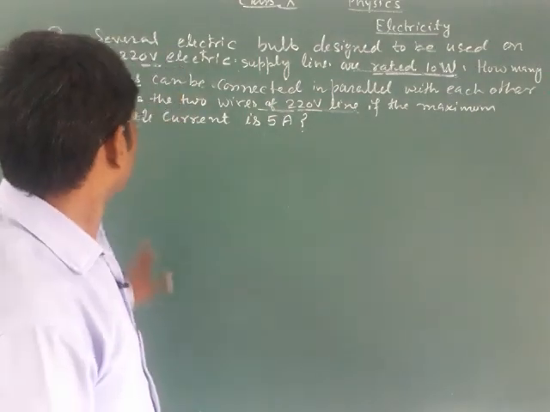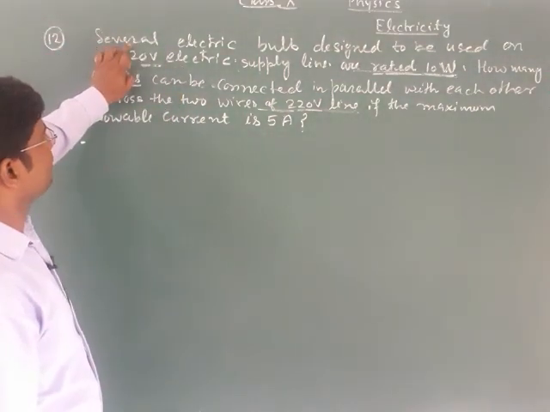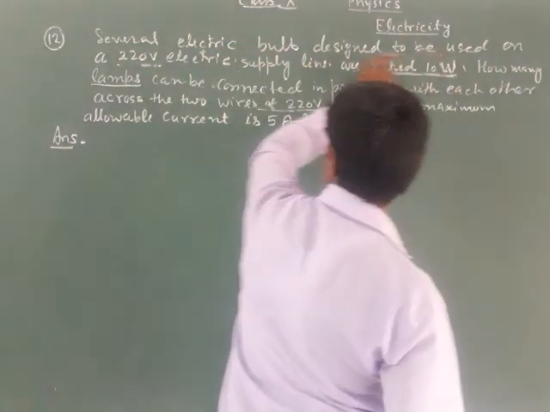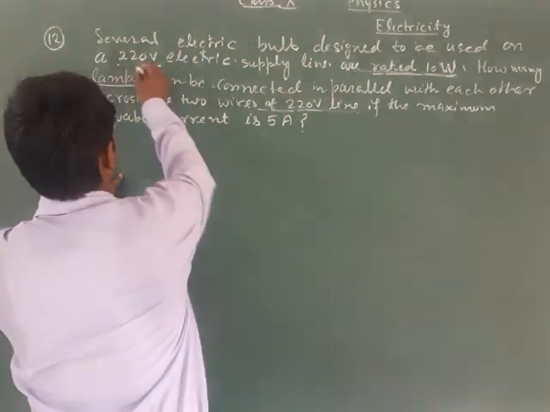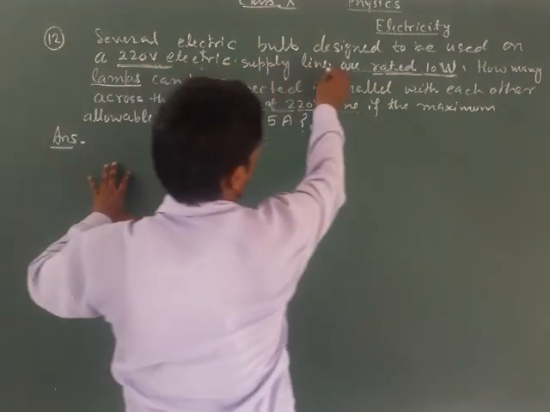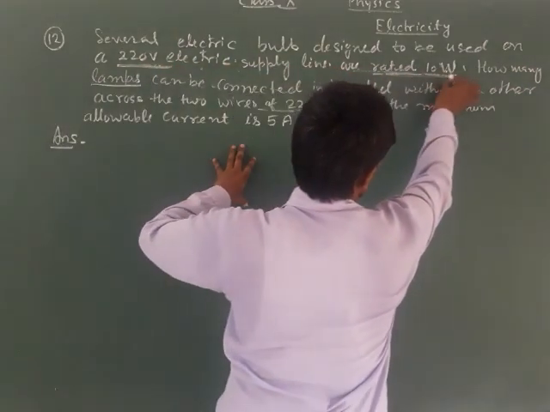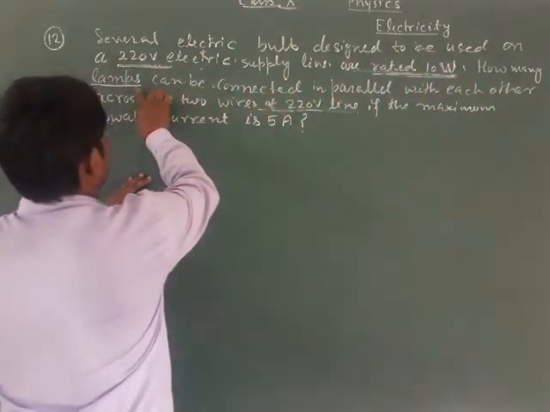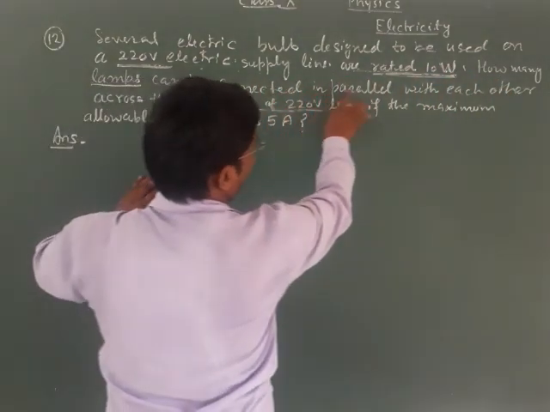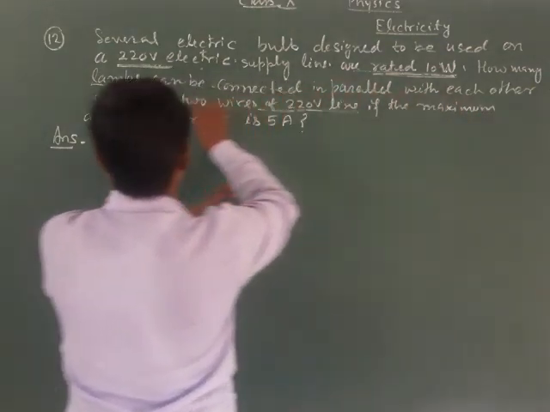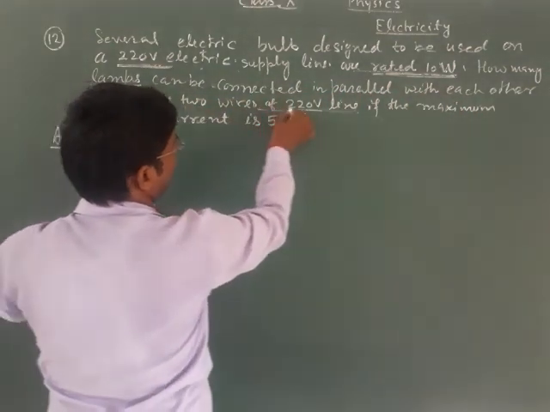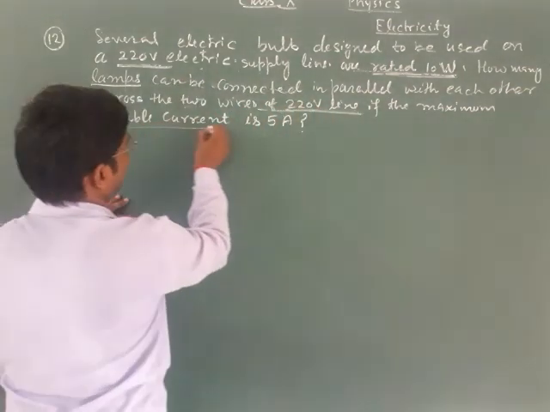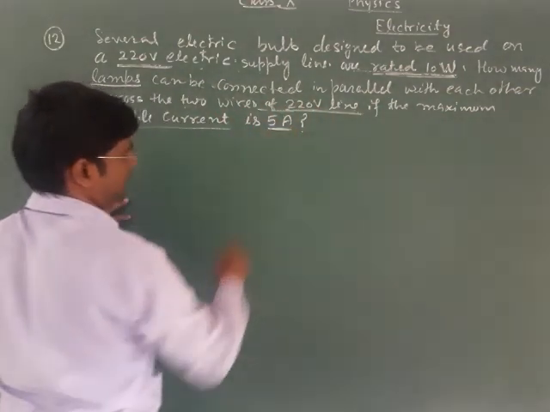Question number 12. Several electric bulbs designed to be used on a 220 volt electric supply line are rated 10 watt. How many lamps can be connected in parallel with each other across the two wires of a 220 volt line if the maximum allowable current is 5 ampere?